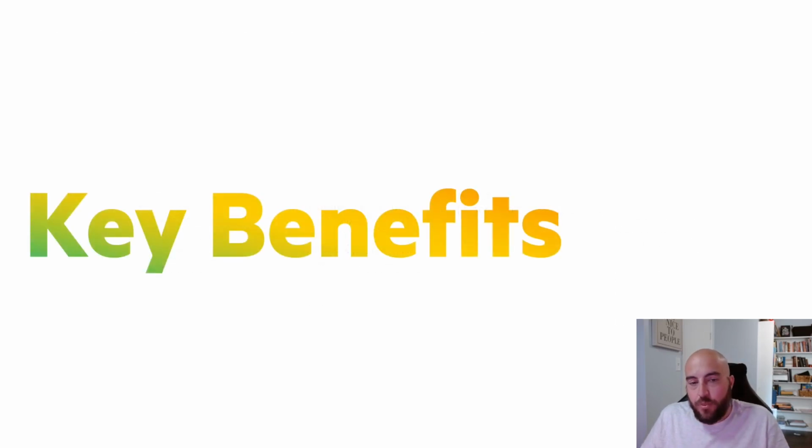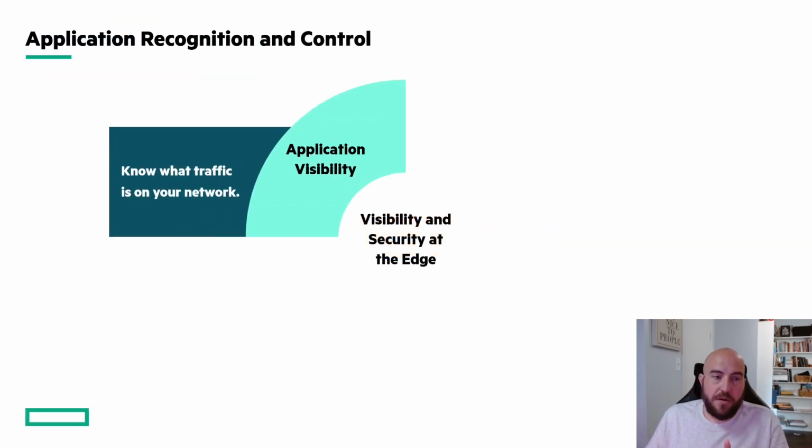So let's look at the key benefits here. And that is to bring visibility and security to the edge. And this is accomplished through 4 key enhancements. First and foremost, the visibility. Beyond knowing what devices are on the network, it's important to know what those devices are doing. Application visibility provides a comprehensive view into traffic flows in an actionable way.